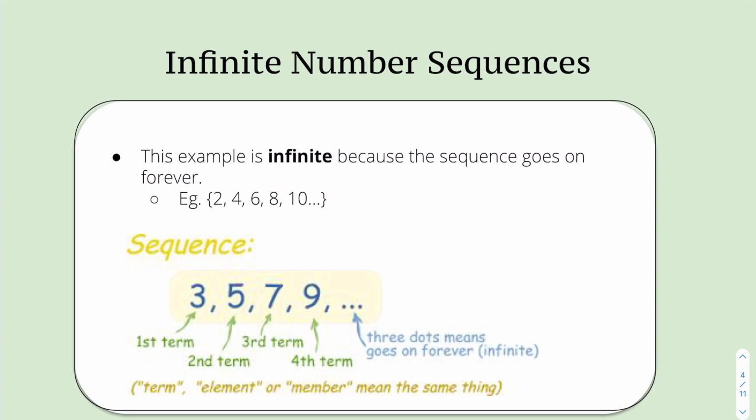So infinite number sequences. This is an example of an infinite number sequence because the sequence goes on forever. This is highlighted by this ellipsis, and it signifies that the sequence is not ending and does not have an ending number. So here, the sequence in the example is 3, 5, 7, 9, and we have this ellipsis, and that signifies that it's an infinite sequence.